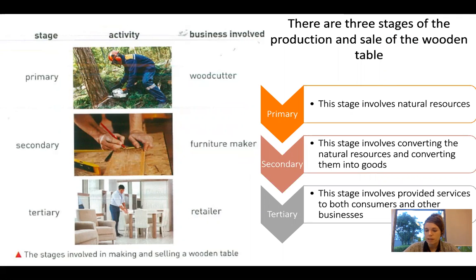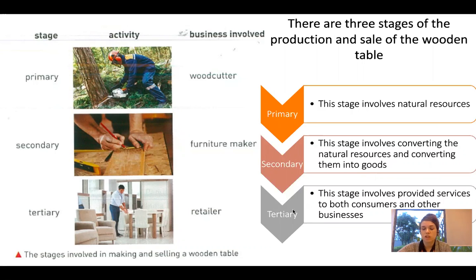So the primary level is looking at the stage where the natural resources are taken out of the earth. For example, with this example of the wooden table, the primary stage is the woodcutter. So they are sourcing the wood from the earth. The next stage is the secondary stage, which converts the natural resources and turns them into goods. In this example, it would be the furniture maker.